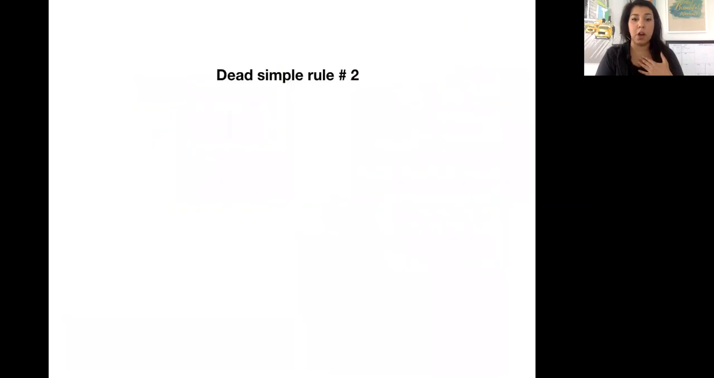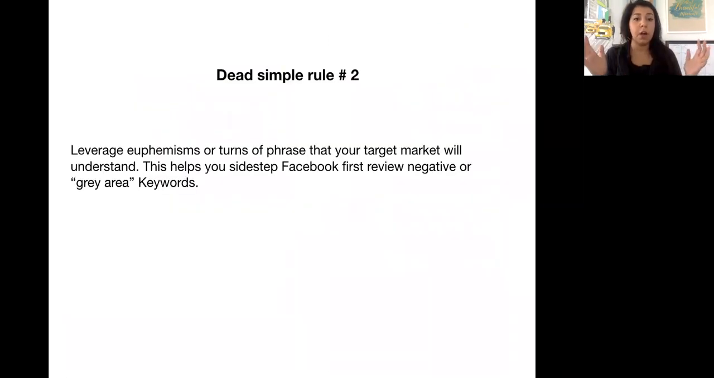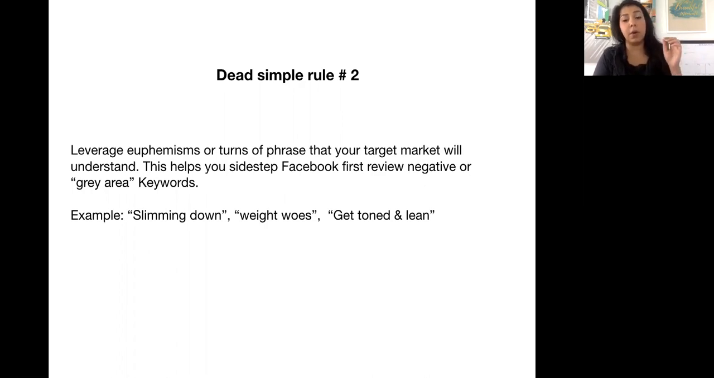Cool. So here's rule number 2, which is leverage euphemisms or turns of phrase that your target market will understand. This will help you sidestep Facebook's review of negative words or gray area keywords, okay? So for example, when you're in the weight loss space, you can say slimming down, you could say get toned and lean, you can say weight woes. Weight woes is one from Dr. Josh Axe. We'll see that example coming up, which is particularly creative. But that's the idea, is that you stay on the positive side and stay a little bit creative and walk that line between creative and clear, right? But that's rule number 2.